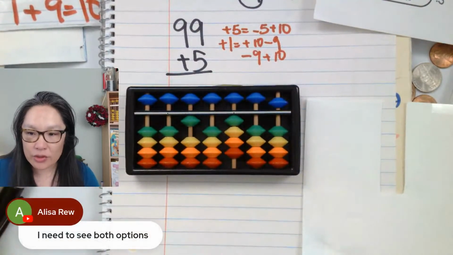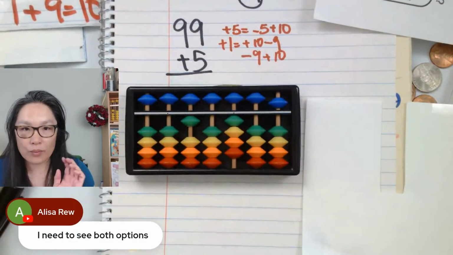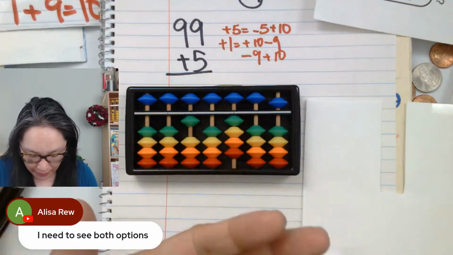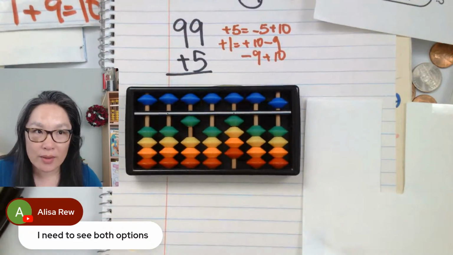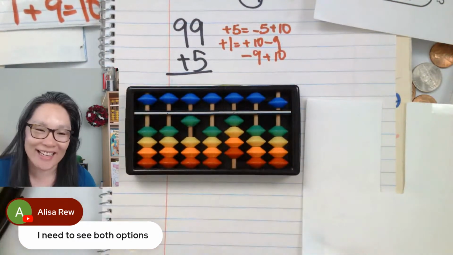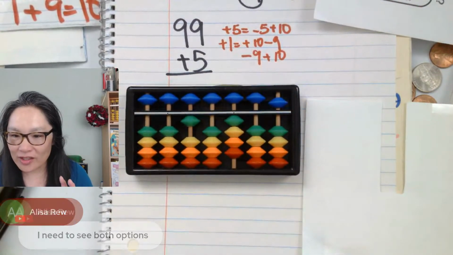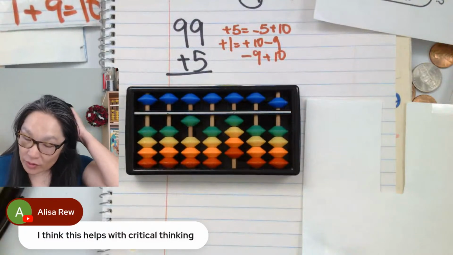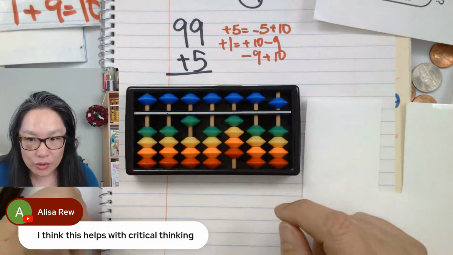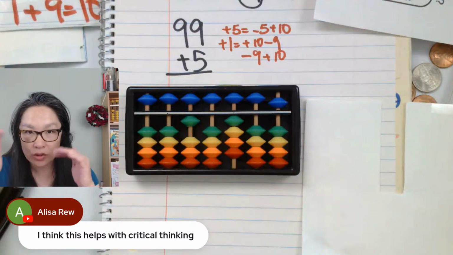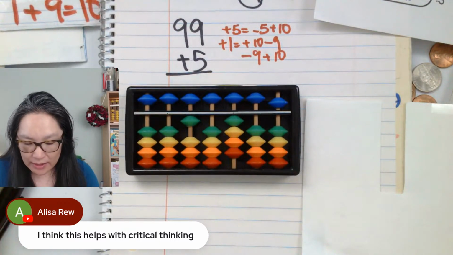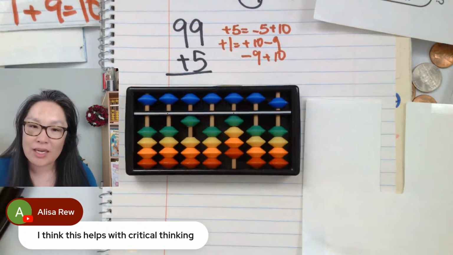Yes, exactly. You need to see both options because the method of abacus is to try to make it into manageable chunks. I did it because I don't want to forget. Right? So I think this helps with critical thinking. It does help with critical thinking and analyzing too, right? So it's critical thinking and analytical. It's just one of those things that comes with the process.